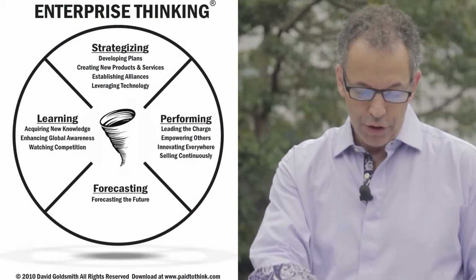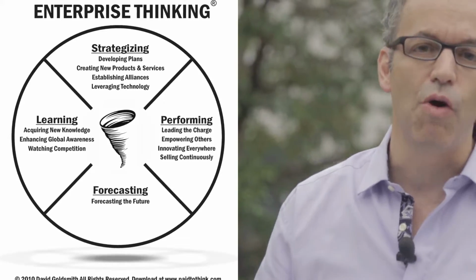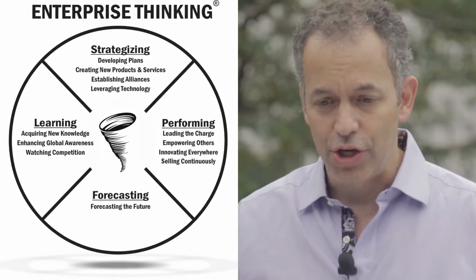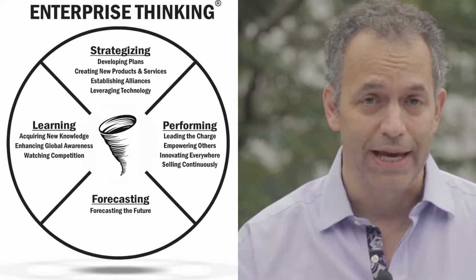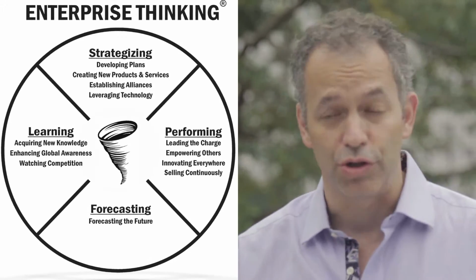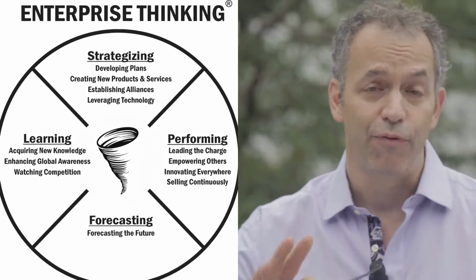Now, if you look at the model below or in the book, you'll find that we have strategizing, learning, performing, and forecasting. And what I'd like to do is go over them. I'd like to share with you some thoughts about that. So in the strategizing area, what you're doing is the planning. And there are several components because every day you're making plans for the future. You're trying to design what's going to happen. And in doing so, you're going to be looking at 4 basic categories.